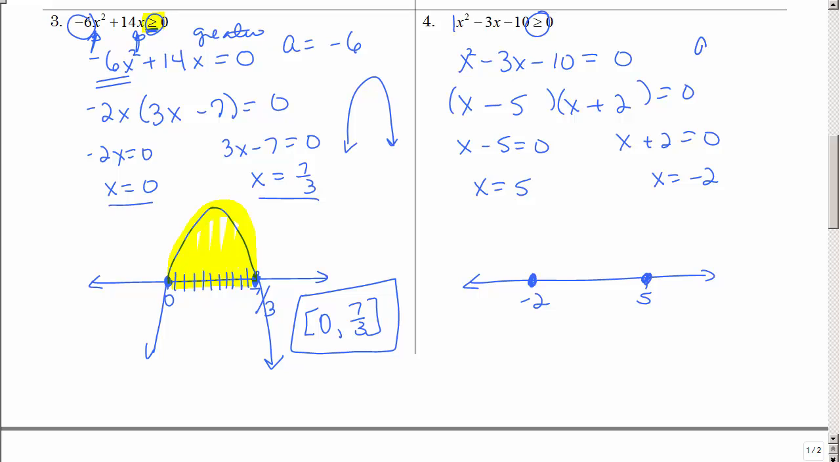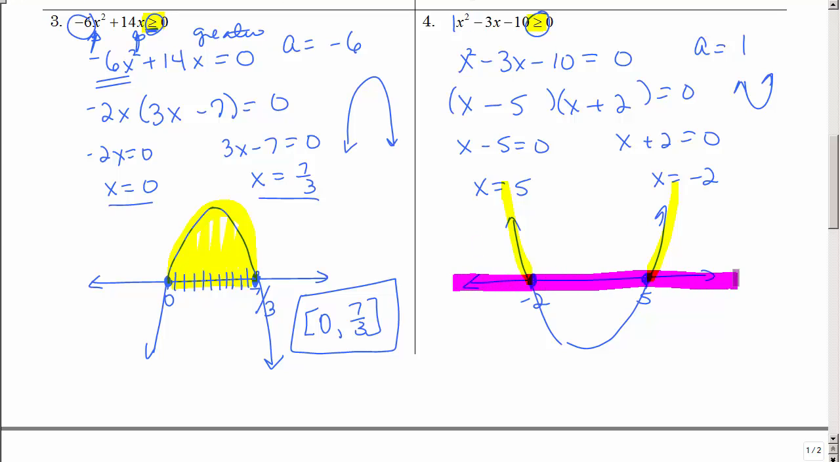What's your coefficient? So that tells you it goes up. So I need a parabola that goes up. And then greater than or less than? Greater than, so that's above the x-axis. Keep in mind one more time that this number line I'm drawing, that's my x-axis. So above or below, greater than is above. So I want all of these values for x. What are those values? Go left to right.